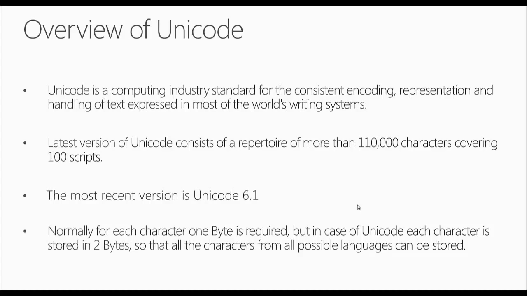The latest version of Unicode consists of a repertoire of more than 110,000 characters covering almost 100 scripts. The most recent version is Unicode 6.1. Normally, for each character, 1 byte is used, but in the case of Unicode, each character is stored in 2 bytes so that all the characters from all possible languages can be stored.